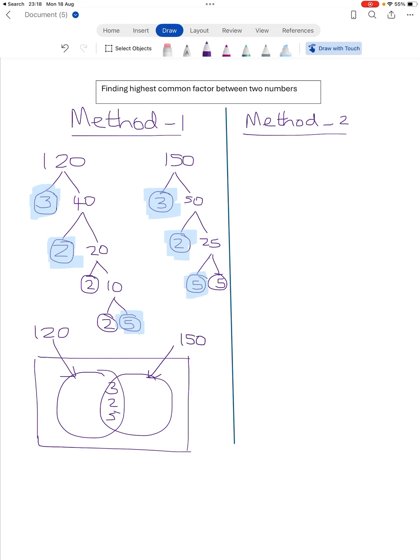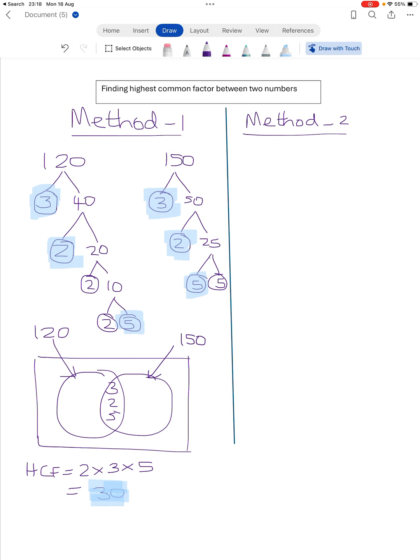So the highest common factor between 120 and 150 is simply all the numbers in the middle region, the common factors, multiplied together. So that's 2 times 3 times 5. So that's 30. The highest common factor between these two numbers is simply 30.